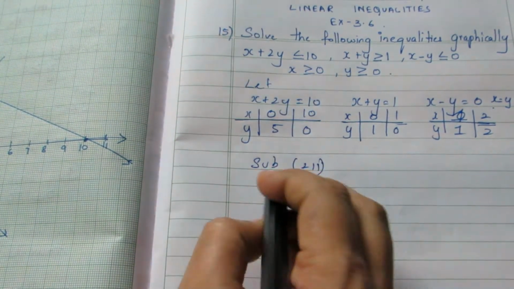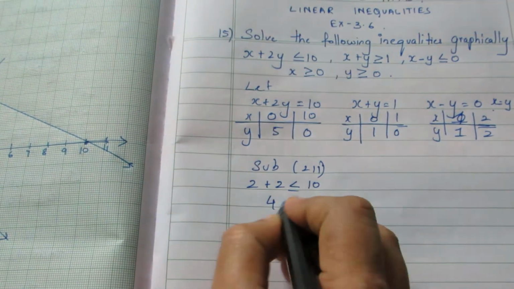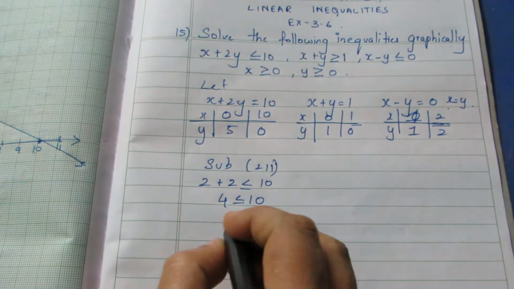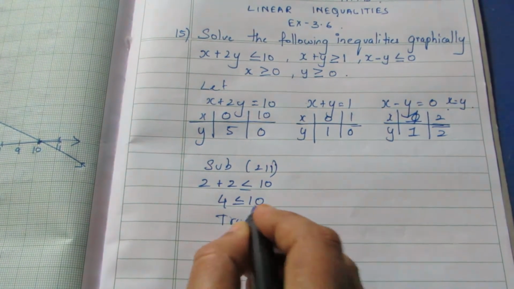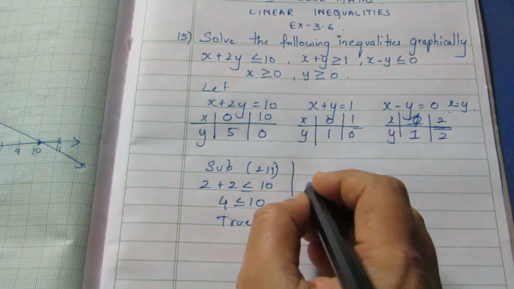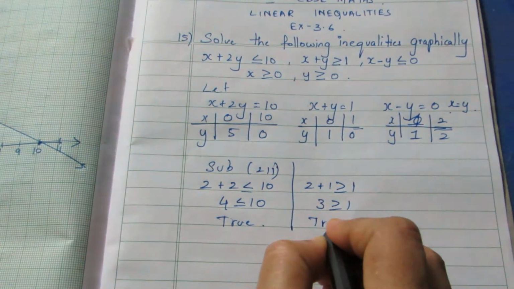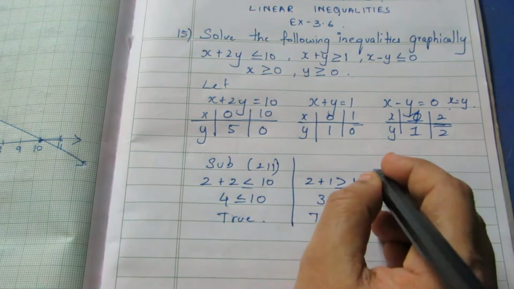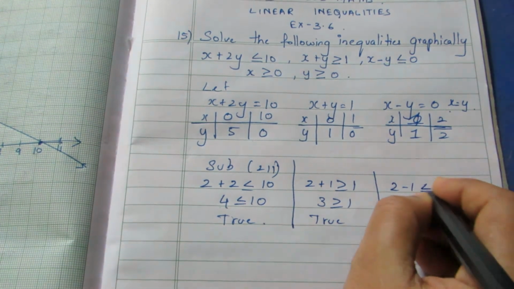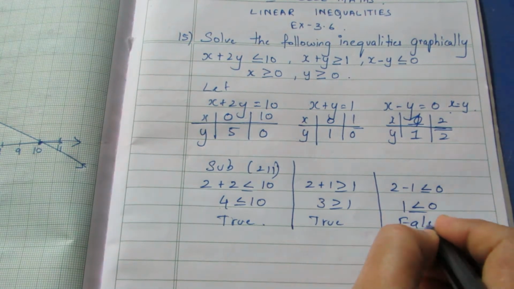If I substitute 2, 1 here, 2 plus 2 is less than or equal to 10. Here 4 is less than or equal to 10. Always see the less than or greater than symbol, not the equal to. Here it is true because 4 is less than 10. In the second case, substitute 2, 1. The same point I am going to substitute here. So 2 plus 1 is greater than or equal to 1. So 3 is greater than or equal to 1, which is also true because 3 is greater than 1. For the third one, if we substitute the point, 2 minus 1 is less than or equal to 0. Here we know that this is false. For the third one, it is false.